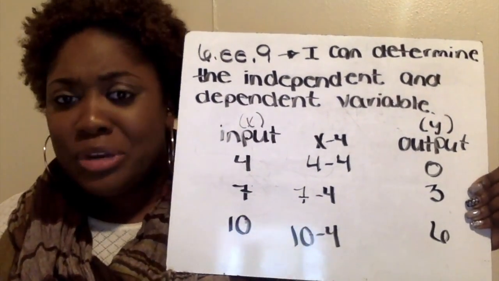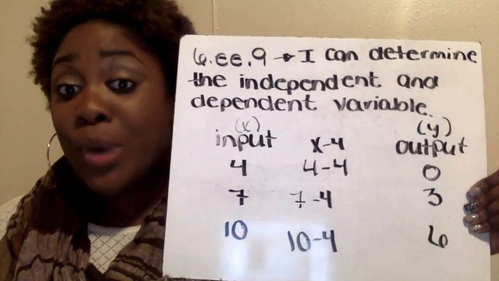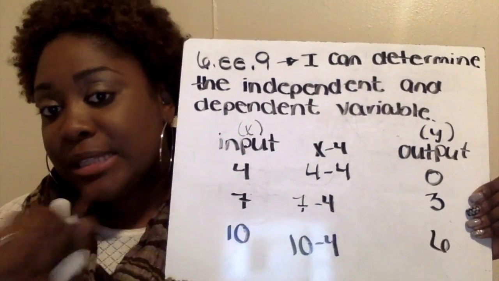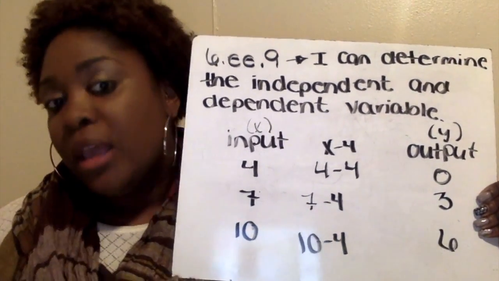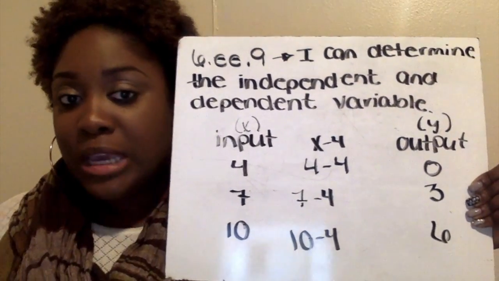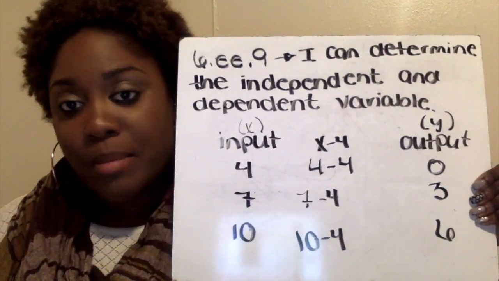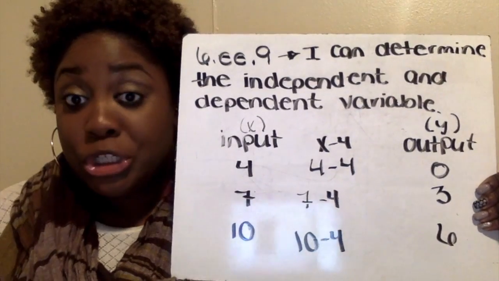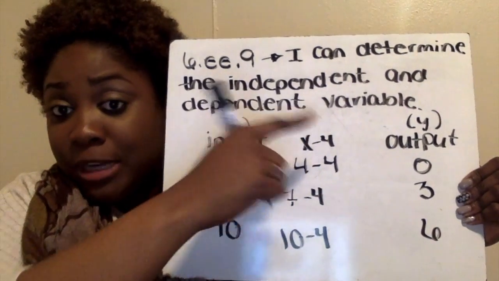Now, the question we're going to ask ourselves is what kind of equation, and remember an equation has an equal sign, an expression does not. What kind of equation could I write to depict my graph? We're just going to use our rule. x minus 4 equals y.